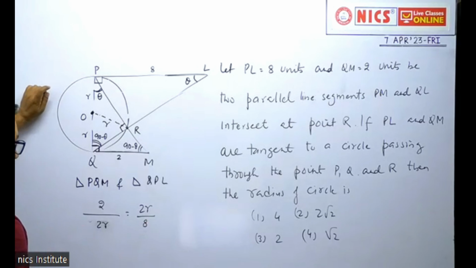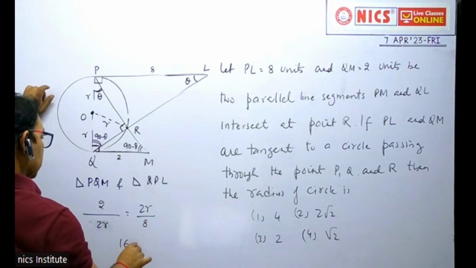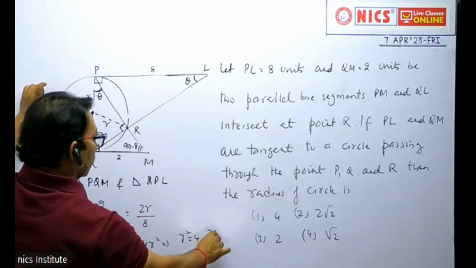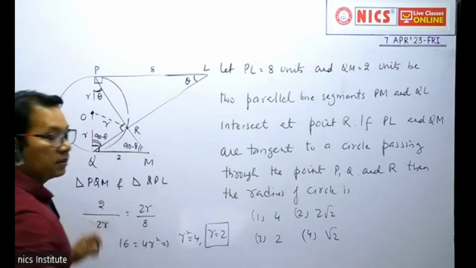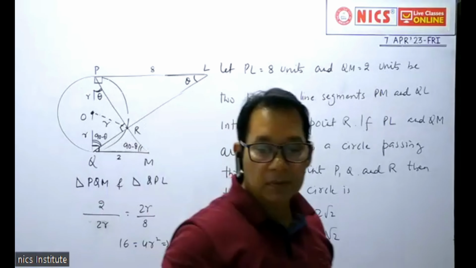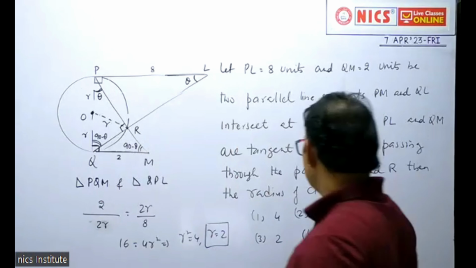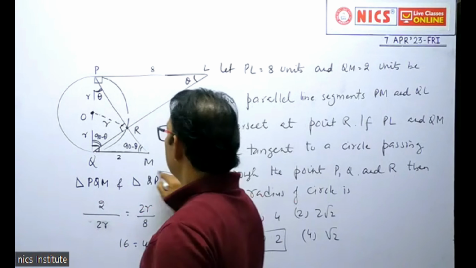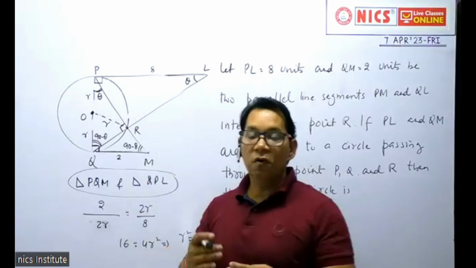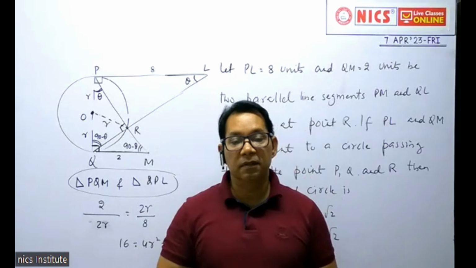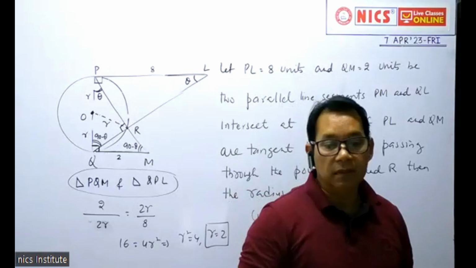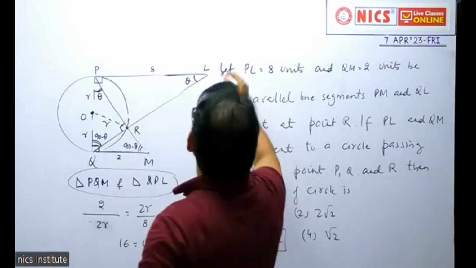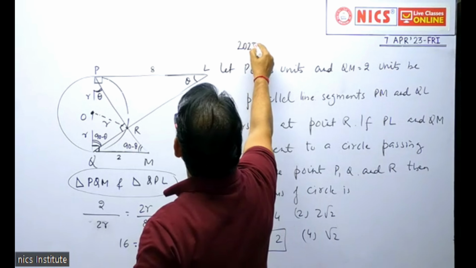This is now correct. It will be 16 is equal to 4r square. That gives you r square is equal to 4. That will give you r is equal to 2. So that's how you get the answer. Yeah, Malaika, that's right. 2 is the correct answer. So I've taken two similar triangles and then I've taken the ratio of corresponding sides. And the ratio is 2 by 2r, 2r by 8, that gives you r is equal to 2. This was a question from the 2023 paper.